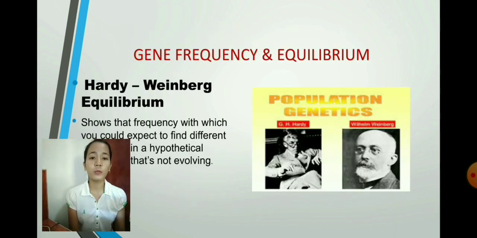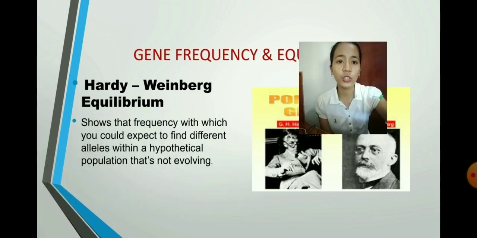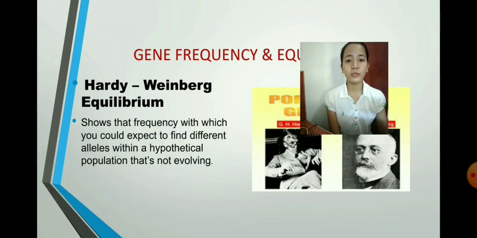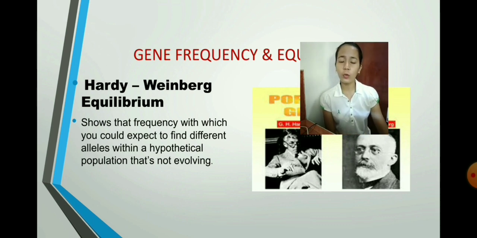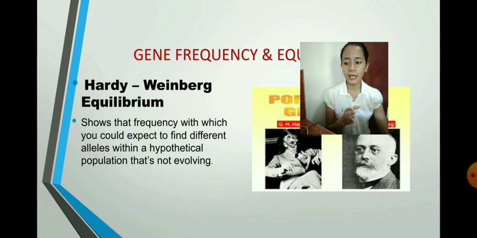The Hardy-Weinberg equation shows the frequency at which you expect to find different alleles in a hypothetical population that does not evolve. In 1908, Godfrey Hardy, an English mathematician, and Wilhelm Weinberg, a German physician, independently discovered that an equilibrium is established between the frequencies of alleles in a random mating population. So the two scientists independently, at the same time, came up with the exact same equation that describes how, under the right circumstances, Mendelian genetics works at the scale of a whole population.